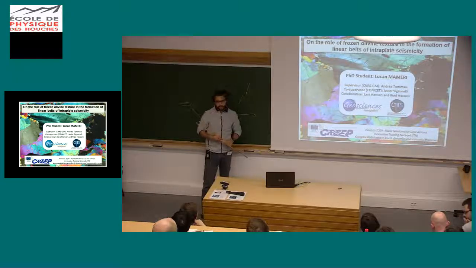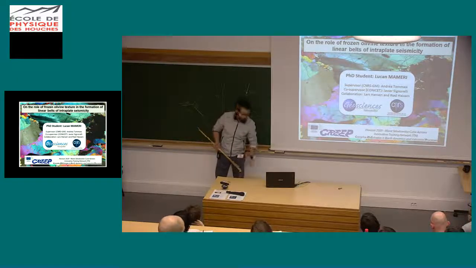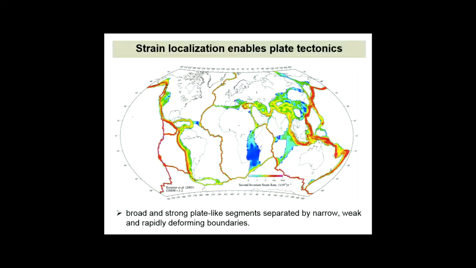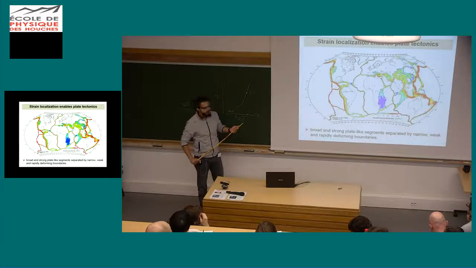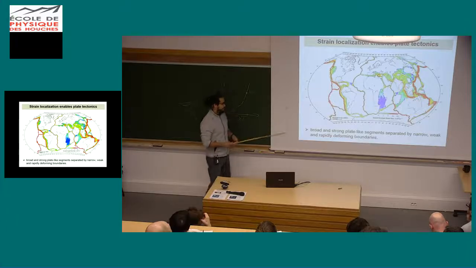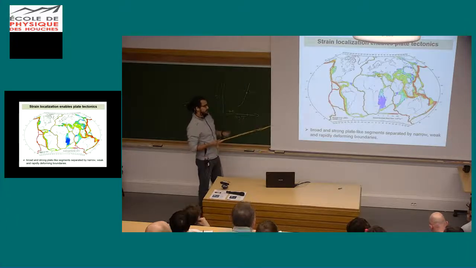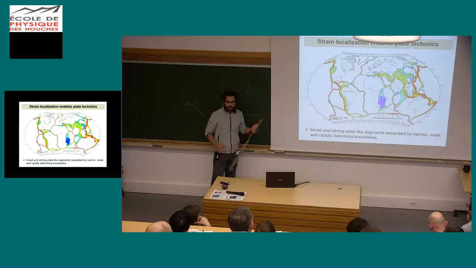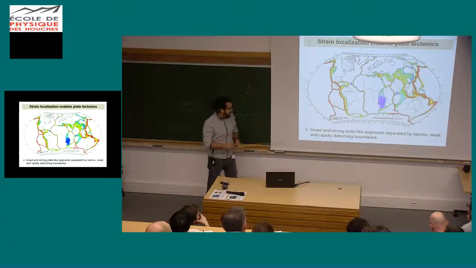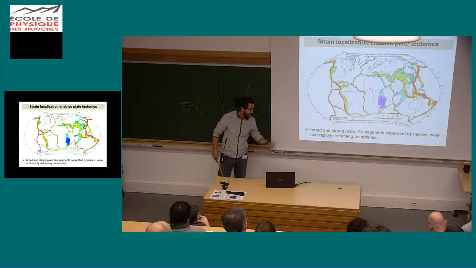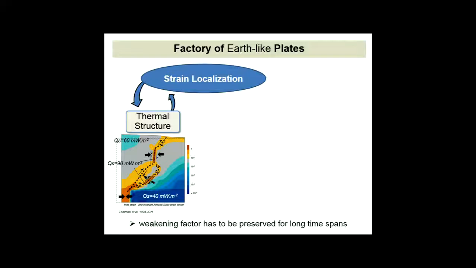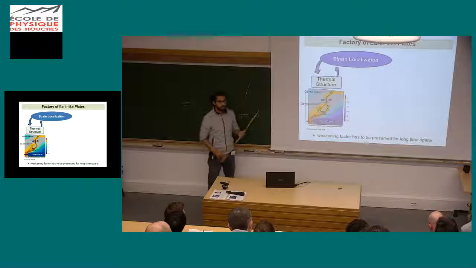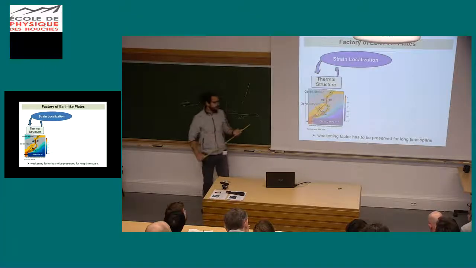I'm looking at this problem in terms of numerical models. So this is a strain rate model, a compilation of GPS measurements and fault slip rates that basically shows that plate tectonics are broad and strong segments separated by narrow and weak deforming boundaries. So the question is, which are the main factors that can induce strain localization at this scale?